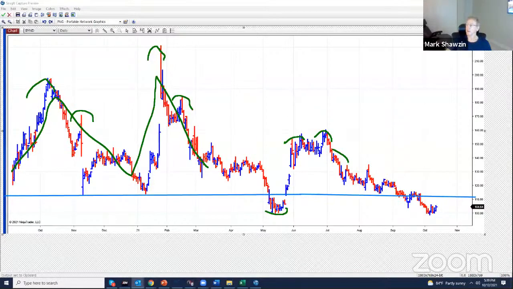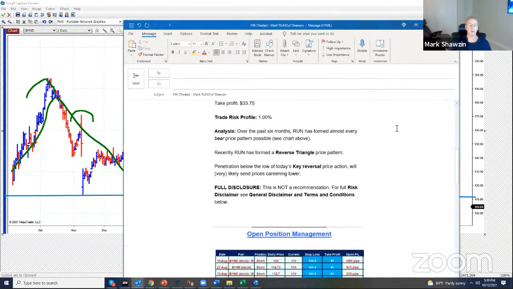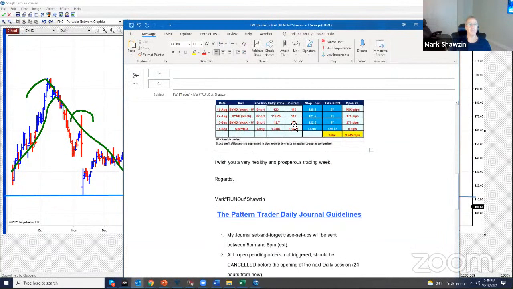So here was an email where I was short all of these positions in BYND. So you can see I've been advising our members to get short BYND at 120, 119.75, 112, and now it's at 104.